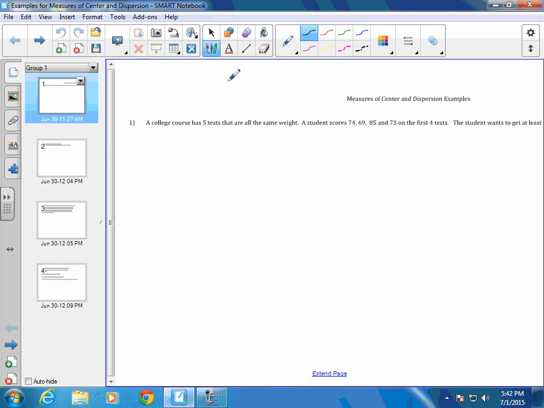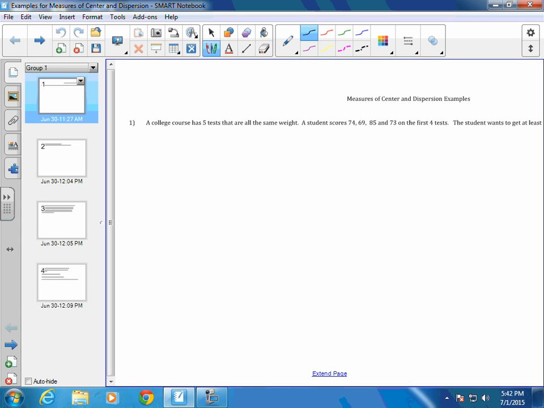Okay, so here we're going to take a look at a couple of examples dealing with measures of center and measures of variability or dispersion. So let's see, example 1. A college course has 5 tests that are all the same weight. A student scores 74, 69, 85, and 73 on the first 4 tests. The student wants to get at least 80% for their average. So what score on test 5 is needed?